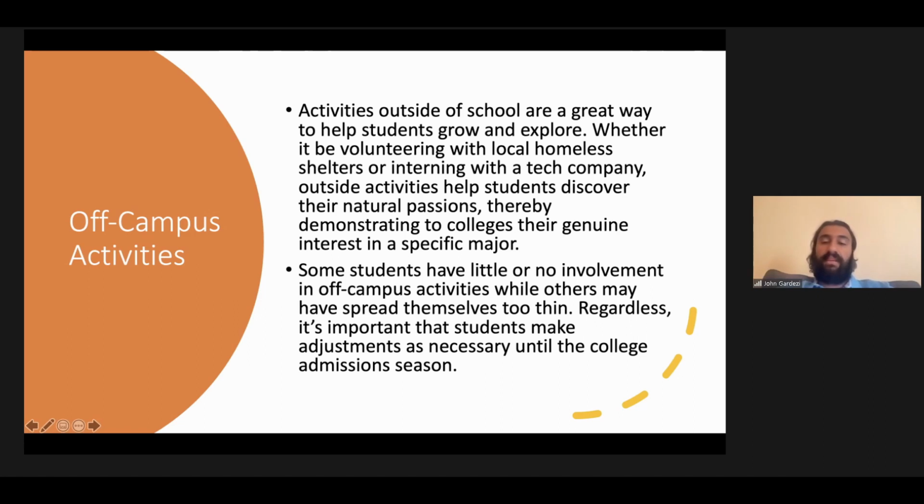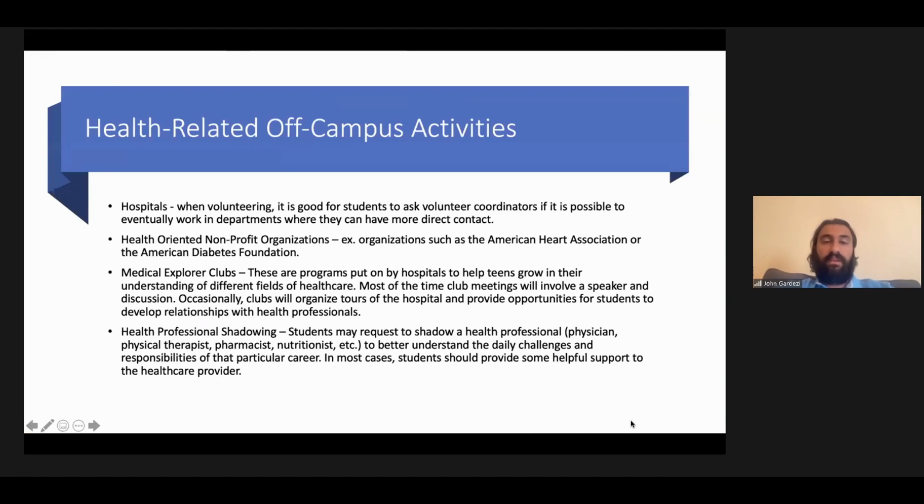Some students have little or no involvement in off-campus activities, while others spread themselves too thin. And so as you're going through your high school career, it's important to make adjustments as necessary until you get to college admissions season. So here are some health-related off-campus activities.